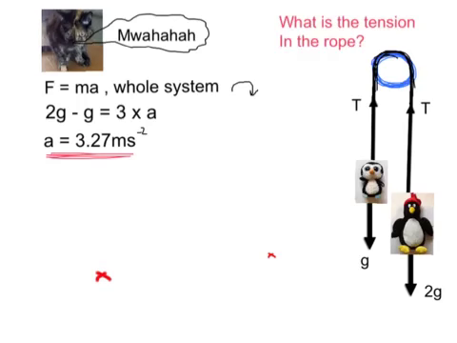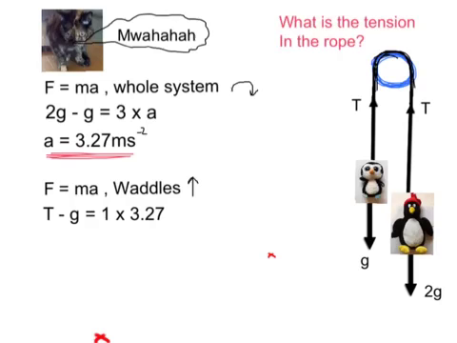To calculate the tension in the rope, we simply use F equals ma. We could use F equals ma for either, but I'm going to use F equals ma for Waddles. Waddles is accelerating up, going wee. So F equals ma upwards for Waddles. We have T, the force driving Waddles up. Acting against that, we have gravity. Okay, his weight is 1 kilogram, so that's just 1 times acceleration due to gravity, 9.8. So that's acting down against this motion. That's equal to Waddles' mass multiplied by the acceleration.